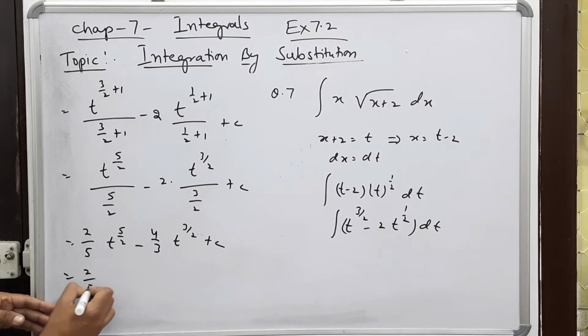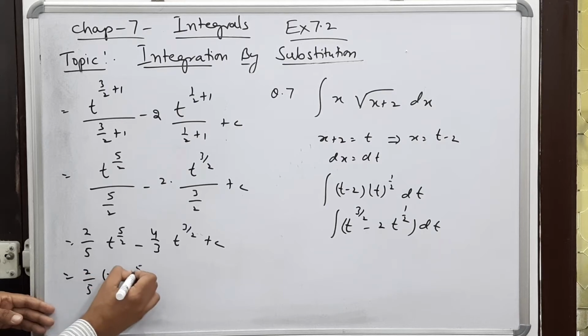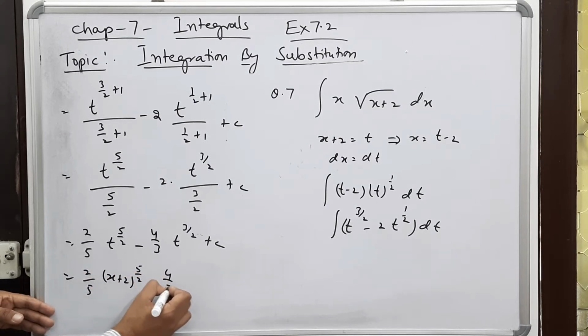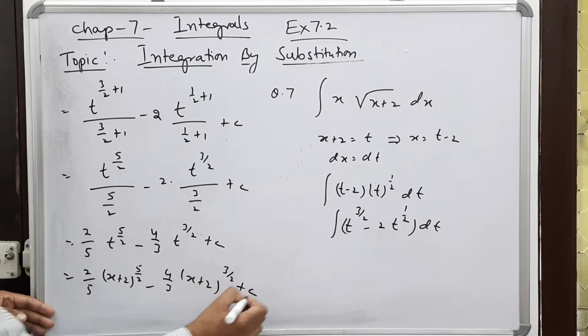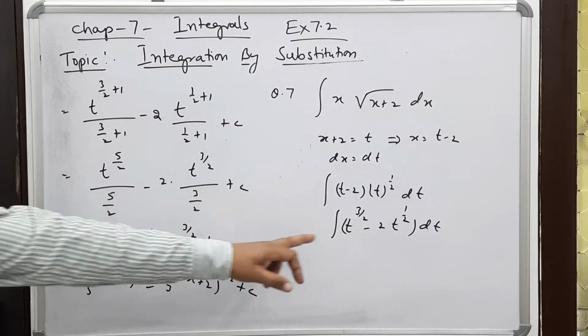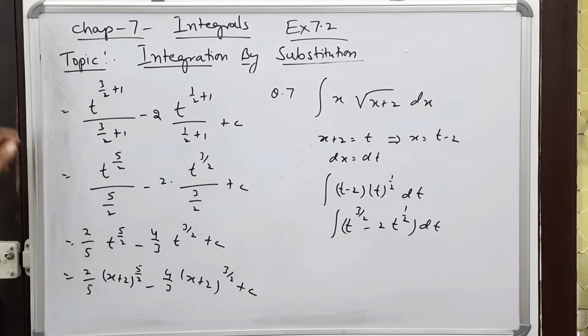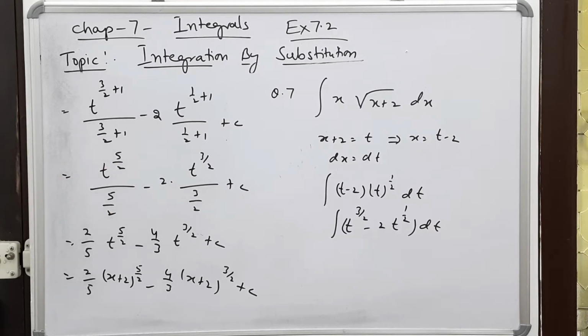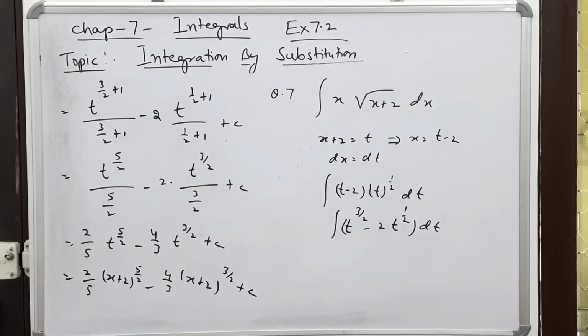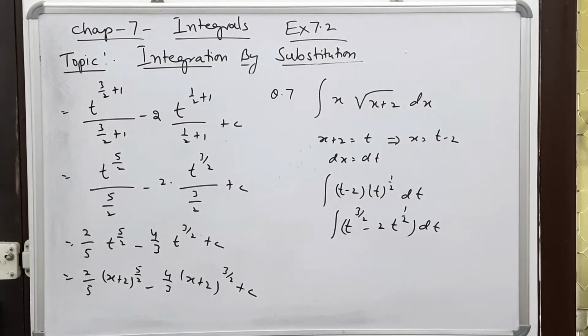And finally you put the value of t. So what is the value of t? It is (x plus 2) power 5 by 2 and 4 by 3 (x plus 2) power 3 by 2 plus c. I can leave the sum up to this part, and this part you can manage as we have done in the first exercise. But you see, this is one of the important sums because it has some concepts in this particular part. I am taking the next problem now.